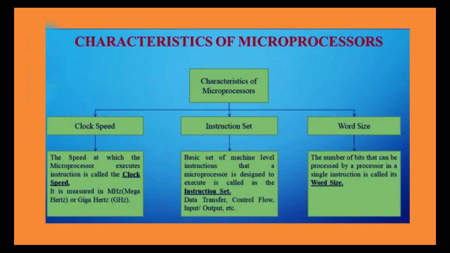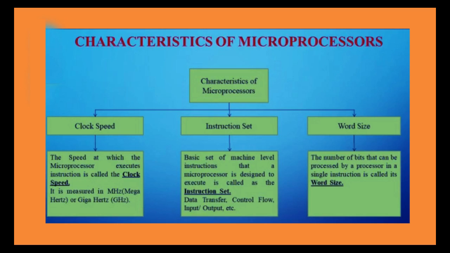An instruction is nothing but a command given to the computer to perform an operation on data. The basic set of machine-level instructions that a microprocessor is designed to execute is called the instruction set. Here, two or more instructions are combined and programmed to the microprocessor for execution. Now the last characteristic of a microprocessor is word size.